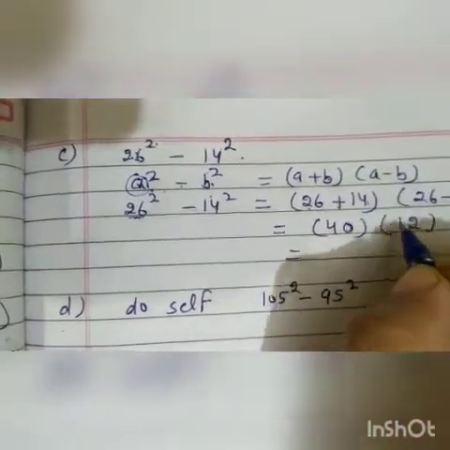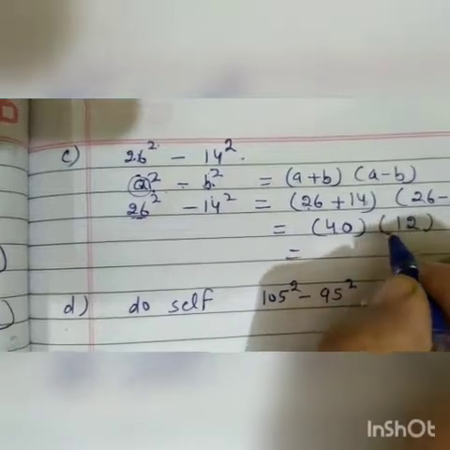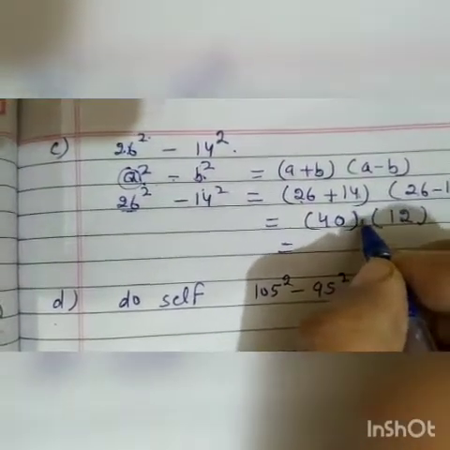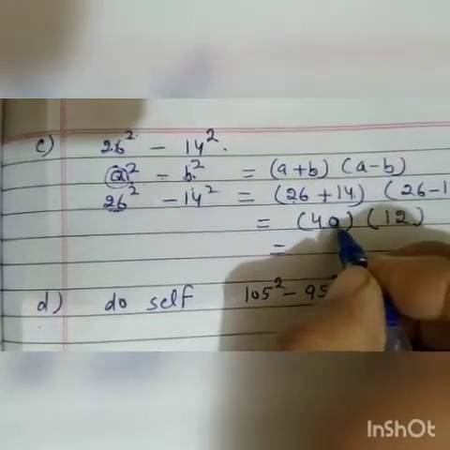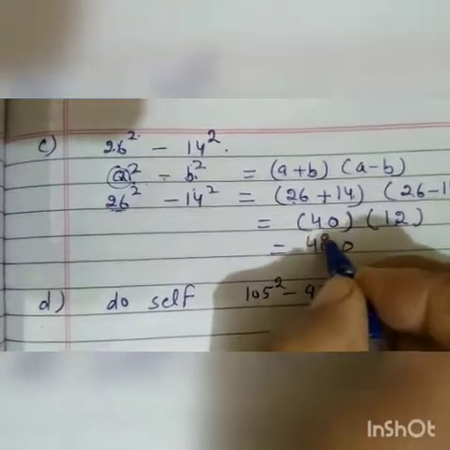Now we will multiply these two terms. 40 multiply 12. I am telling you again and again, if there is no sign between two brackets, it means multiply. So multiply these two numbers. 12 times 0 is 0, 12 times 4 is 48.